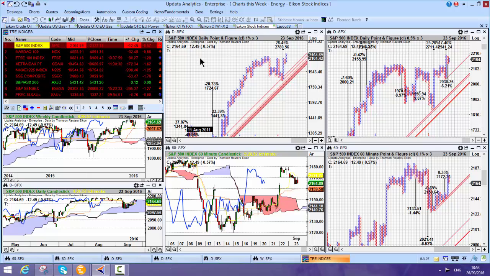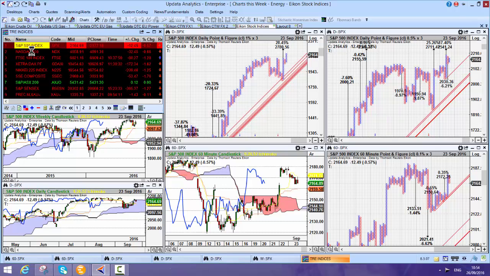Taking a look at stock markets. Not a great week for markets. They're all sort of pulling back. The picture is still overall bullish. This is the S&P 500, bullish on the weekly, bullish on the daily, still bullish on the 60-minute, but just struggling to get above this 2,100 level.